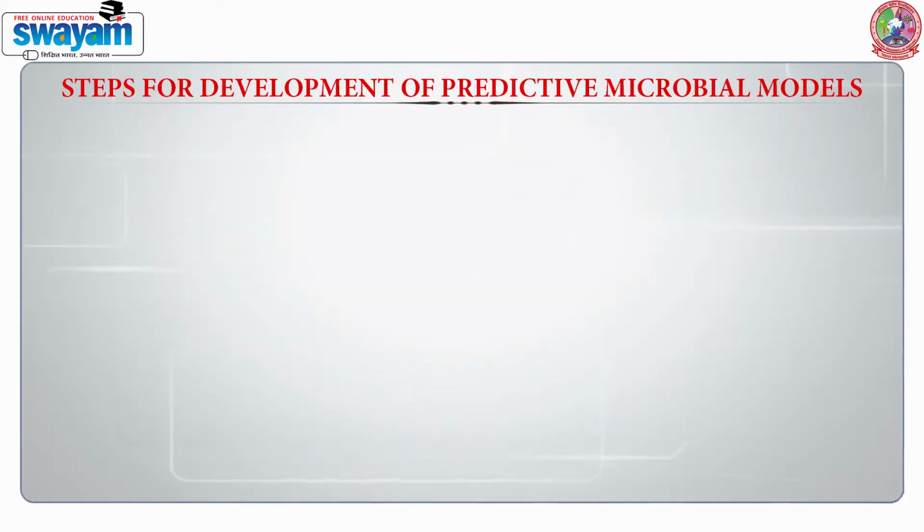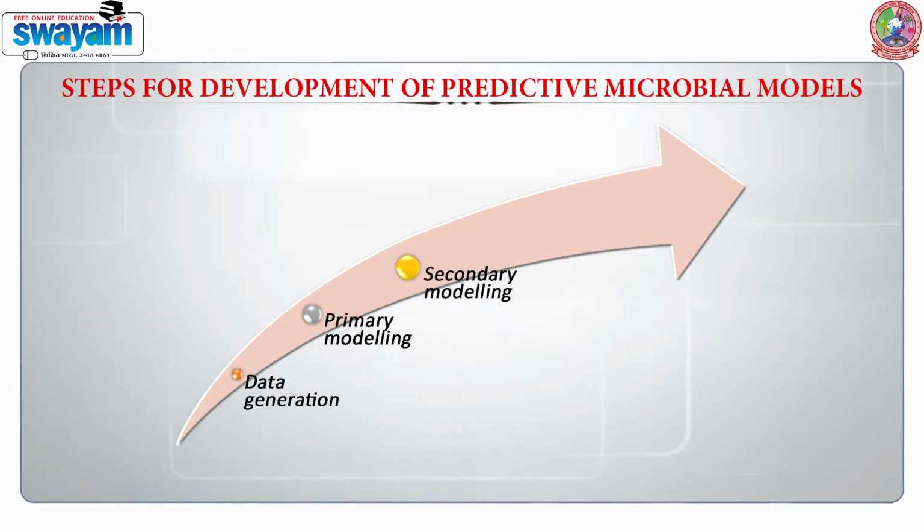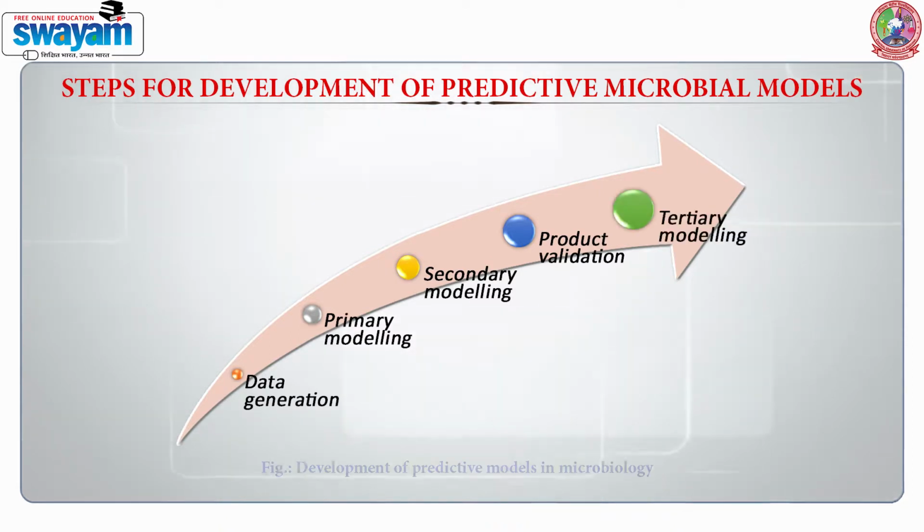The predictive microbial models are developed through various stages. The first stage is the data which is collected. Most of the experiments are carried out under controlled conditions. Then this information is used for primary modeling. Based on the primary modeling results, we can also go into the secondary modeling. Once we have these models established, we go in for the product validation, and lastly, we can also use these models to predict further, and this is known as the tertiary modeling.